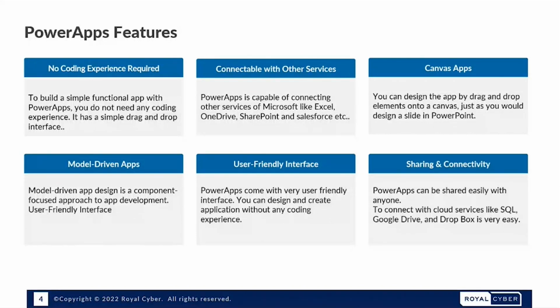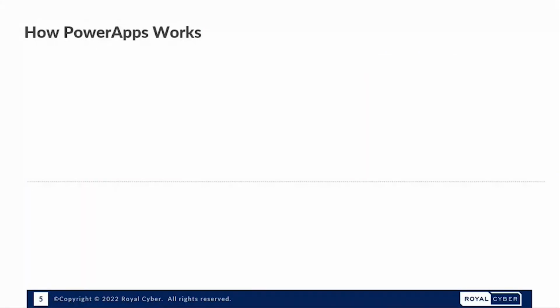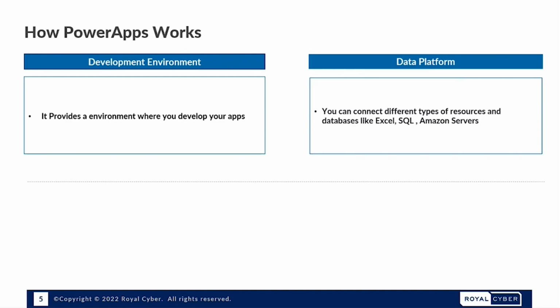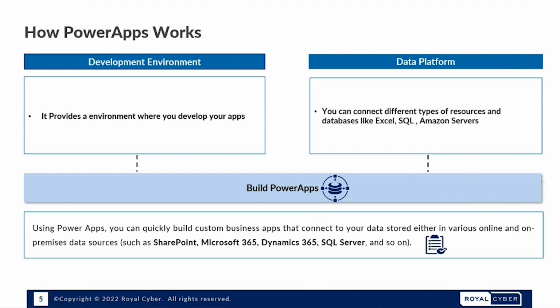Share the connectivities. Power Apps can be shared easily with anyone to connect with cloud services, SQL Server, Google Drive, OneDrive. You can also connect with Excel very easily. So how does Power Apps work? As a development environment, it provides the environment where we can develop any application through Microsoft Power Apps. Data platform, it can be connected with various types of data like SQL Server, Amazon services, cloud services, Excel, and so on.